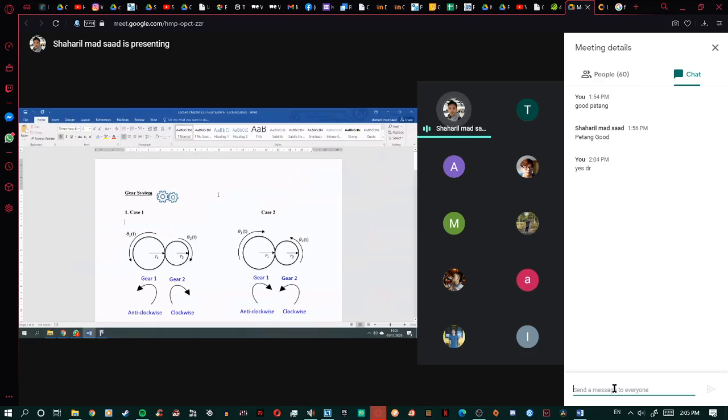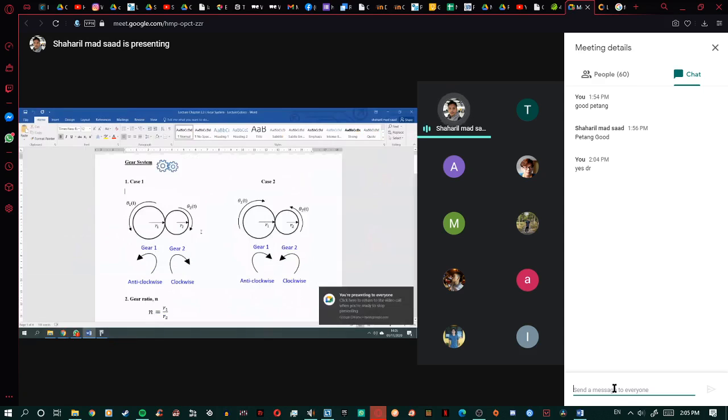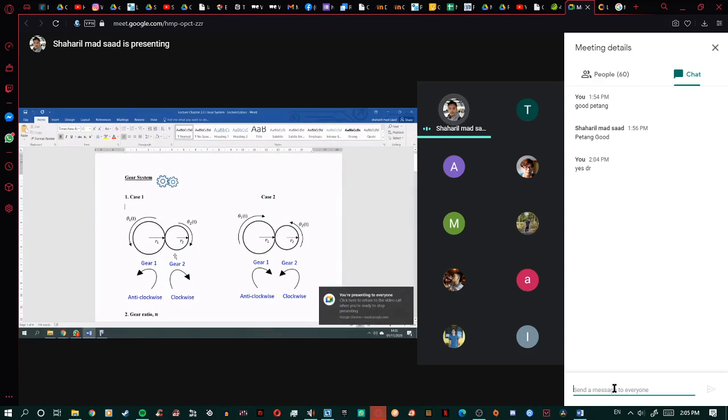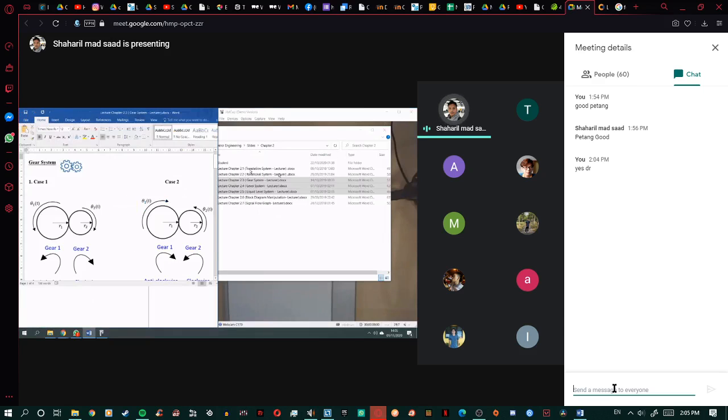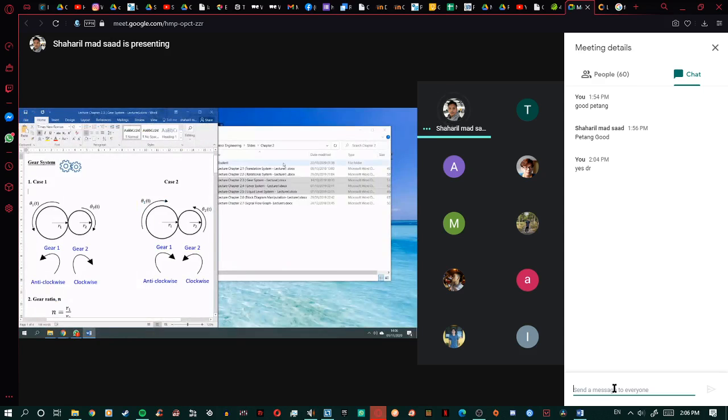Alright. Gear system, that means the system involves gears, of course. Let's say you have 2 gears here, with the radius R1 and the second one R2. Of course, you will have some angular displacement theta 1 and theta 2. Let me draw it for you.